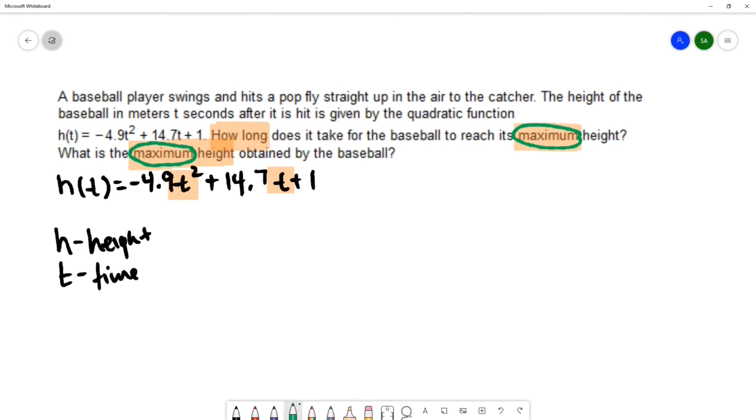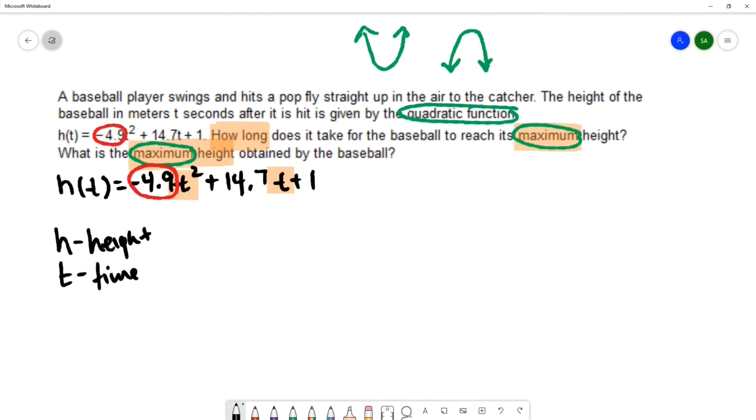Now, in this example, we were given a quadratic function. And we know what the graph of quadratic functions looks like. They're either a parabola that opens up like this, or a parabola that opens down. We already know which one it is for this example by taking a look at the a, which is attached to the squared term. The negative 4.9 is the value of a.